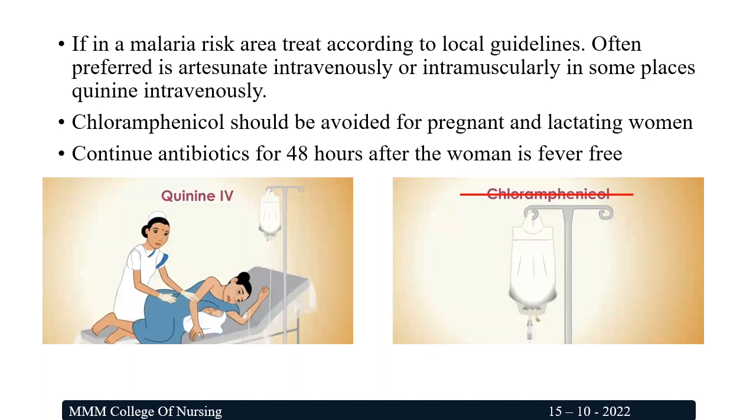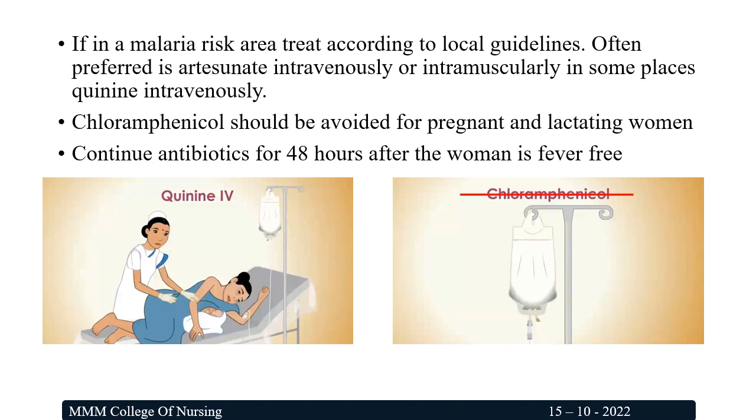If you suspect the mother is having malaria fever, you give this artesunate injection, either intramuscularly or intravenously. Or you can also give quinine intravenously. And chloramphenicol should be avoided for pregnant and lactating women. So one thing you have to keep in mind is that chloramphenicol is contraindicated in pregnant and lactating women. And continue antibiotics. If there is no malaria, you will be giving metronidazole and ampicillin. But if you suspect malaria, then you go for artesunate and quinine.